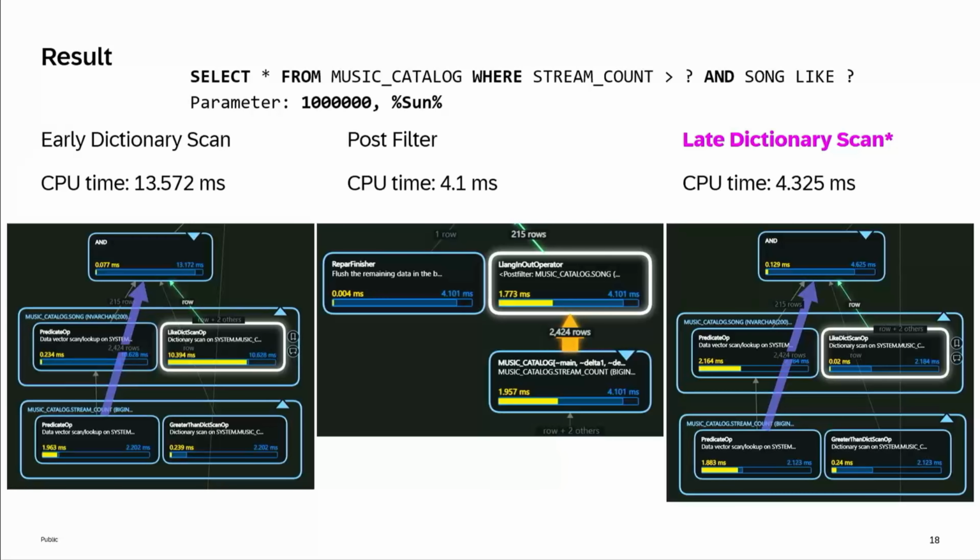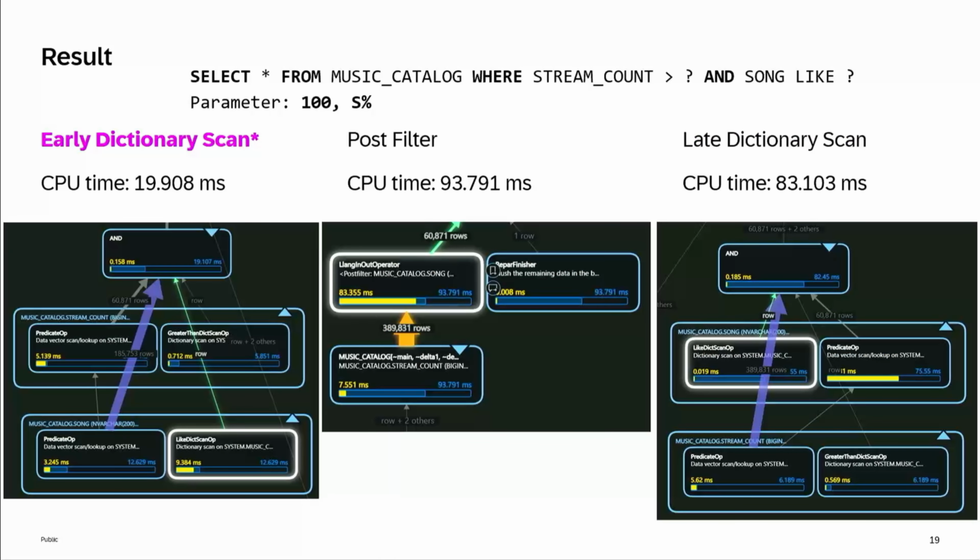If you compare the early dictionary scan and the post filter, before the adaptive dictionary scan, we could only decide to either do an early dictionary scan, like a pre-filter, or put it into the post-filter. And you can see the comparison results here. The CPU time of the post-filter seems better. In such a case, if we have an adaptive dictionary scan, we will decide to do a late dictionary scan, which evaluates like the post-filter, so the performance is comparable with the post-filter.